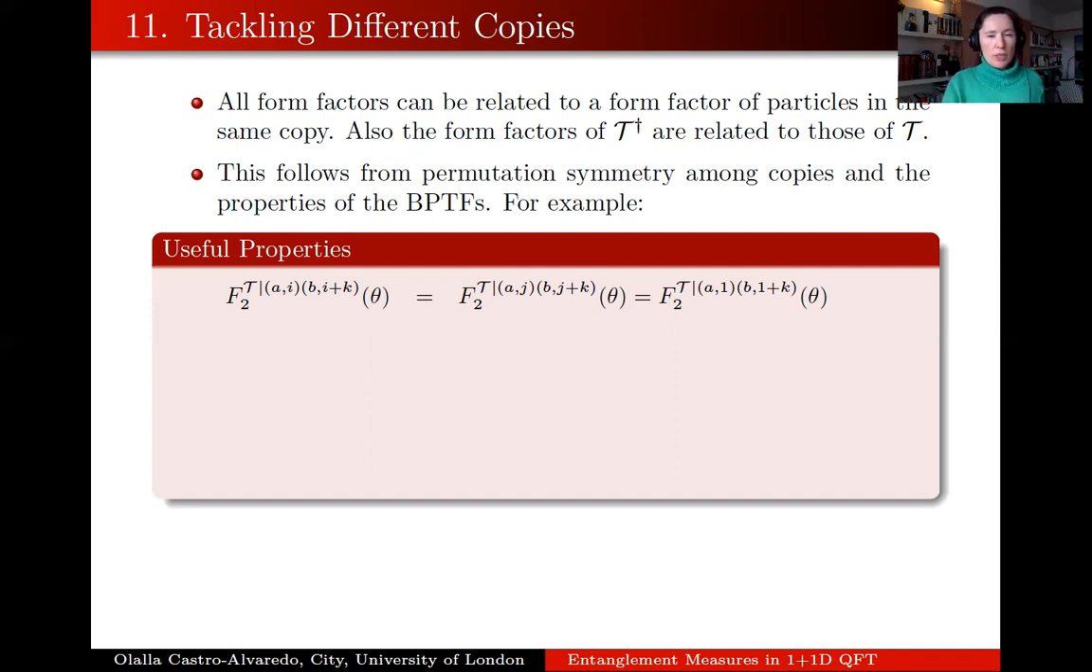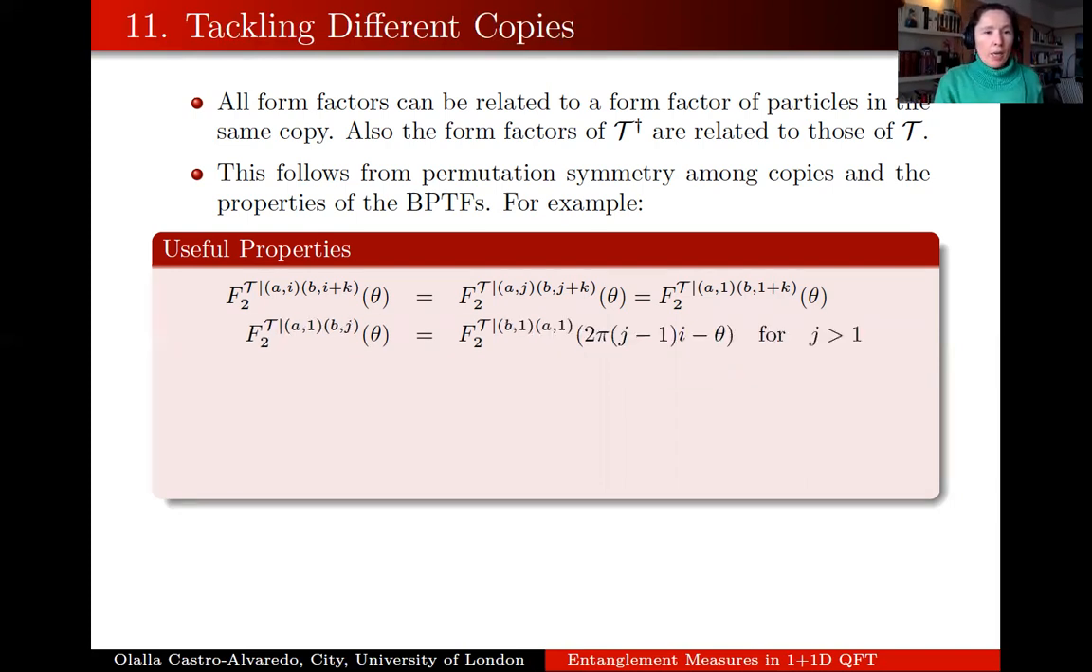So for example, this relation here follows from the idea that all copies are equivalent. All copies are identical. So there's really no difference between copies, which means that if you have particles in copy I and I plus k, well, that's the same as having particles in copy 1 and 1 plus k. So that means that if you have a generic form factor, you can always shift it to place at least one of the particles in copy 1 without loss of generality, okay? And when I say 1, I could say any other copy number, but 1 seems to be a simple choice. So once you have done that, then you have a form factor such as this.